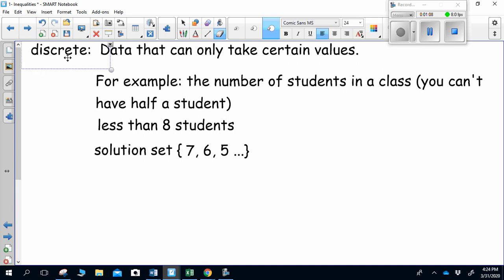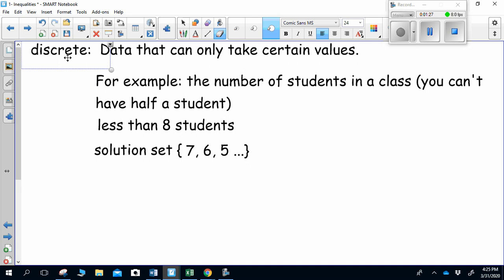The next two things on your paper are discrete and continuous. Discrete data are data that can only be certain values. So please write that down: data that can only take certain values. For example, the number of kids in your class, because you can't have half a kid.